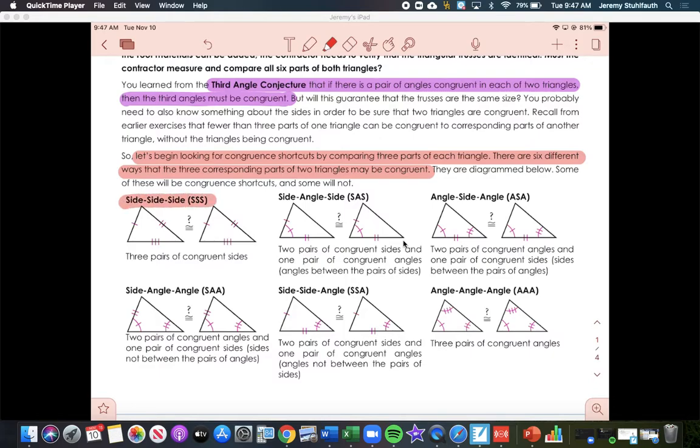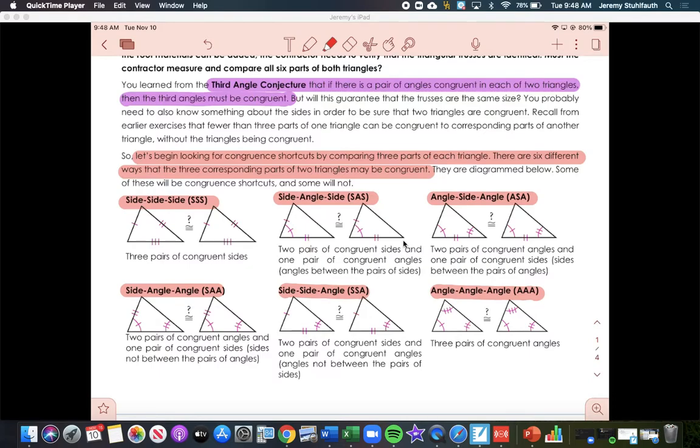You have side, side, side, where all 3 sides are congruent. You have side, angle, side, where you have 2 sides and an angle congruent. You have angle, side, angle, which is where you have 2 angles with a side in between them congruent. And then side, angle, angle, and angle, angle, side. What we're going to do is look at 3 of these in this lesson, and then we're going to look at the second 3 in the lesson for 4.5.